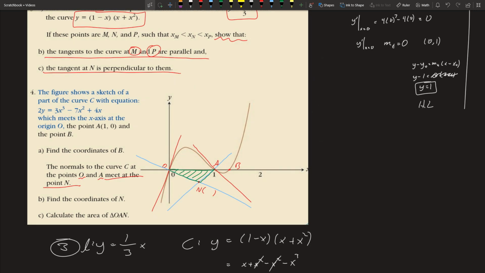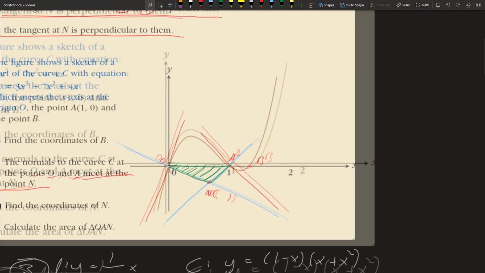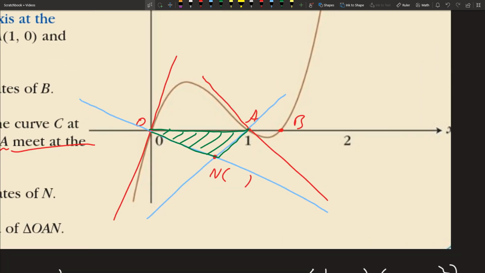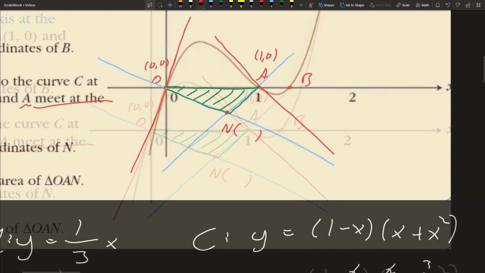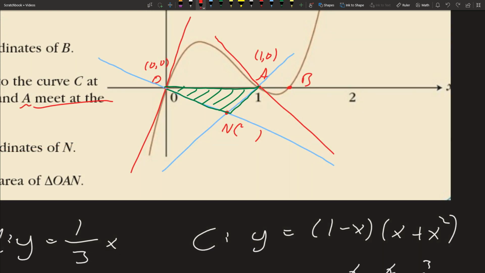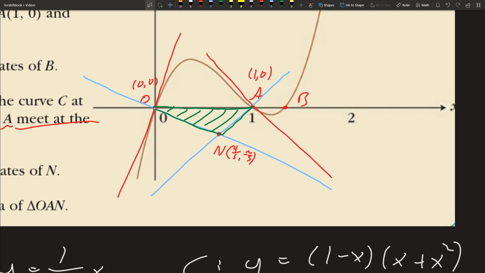Now, for part C, they asked us to calculate the area of the triangle OAN, which is in green. Now, we know that the coordinate of O is 0, 0, the coordinate of A is 1, 0, the coordinate of N is 4 over 5, negative 2 over 5, right? So, what is the area of a triangle? It's half base times height, right? We'll choose the easier base and the easier height.